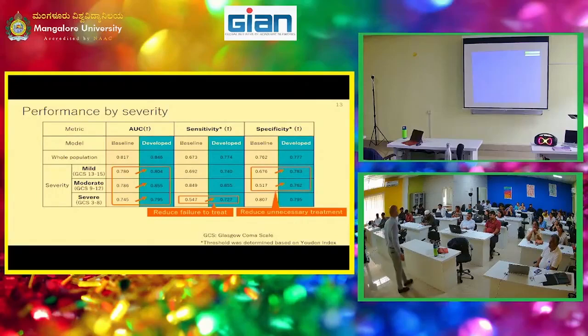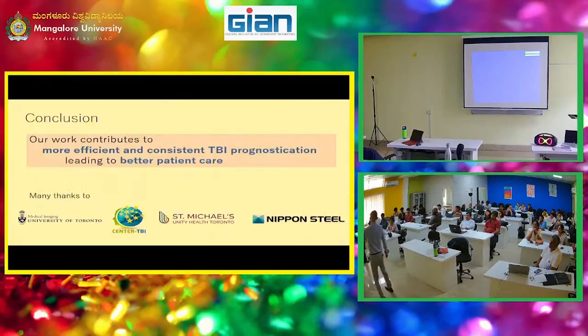Severe is the worst, right? So severe means surgery, no surgery. So reducing the chance that you're not getting surgery when you need it, that's pretty good. And then reducing unnecessary treatment is really good for mild and moderate TBI, right? Because you don't want to have a hole drilled in your head to decompress if you don't need it. That's a big deal. That's very invasive, right? So this just shows you.